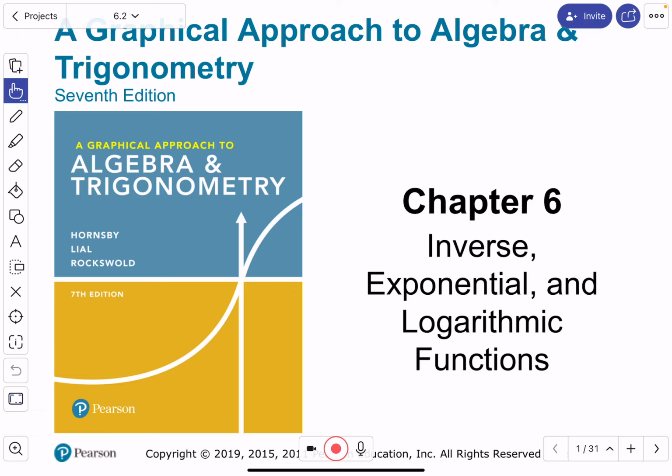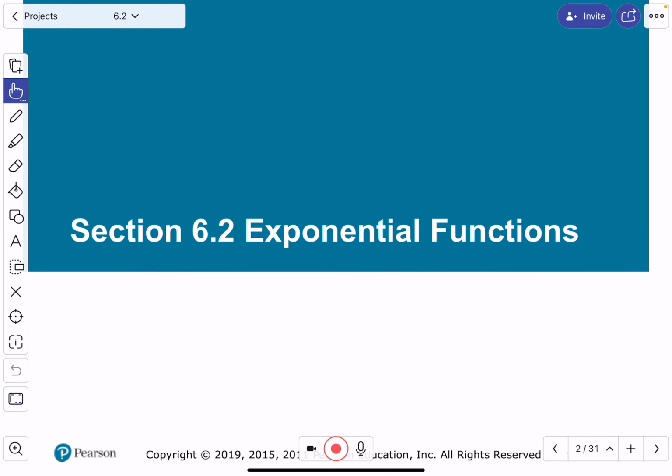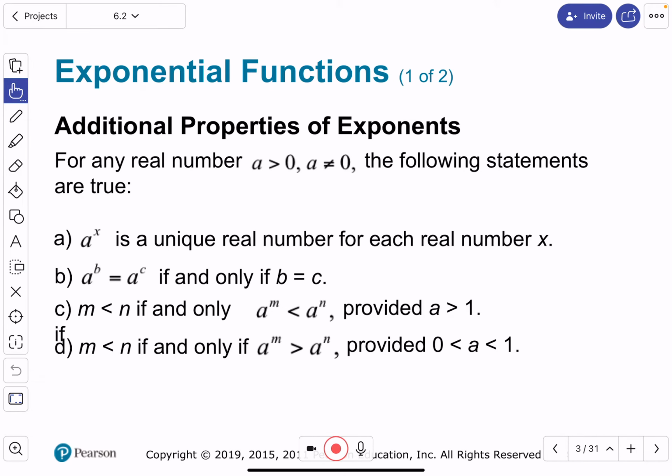All right, so this video continues with chapter 6, and we're going to look at 6.2, exponential functions. So for any real number, when a is greater than 0, a to the x is a unique solution. So 3 squared is different than 3 to the third. If you get the same answer, b and c have to be the same.